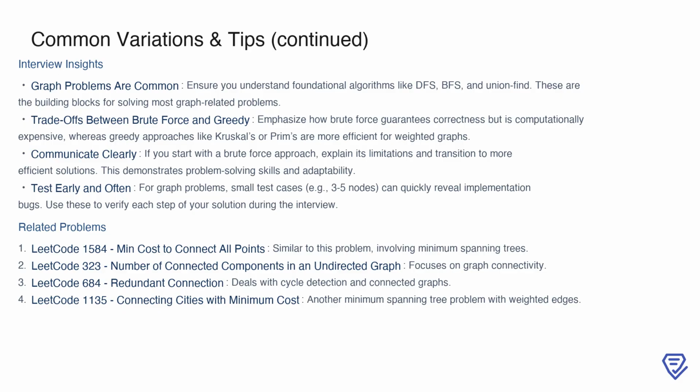Start with a brute force approach if necessary, explain its limitations, and then transition to a more optimized solution to showcase your problem-solving adaptability. Testing early and often is another key strategy. Small test cases with just a few nodes can help you quickly identify and fix implementation bugs. For further practice, related problems like LeetCode 1584, 323, 684, and 1135 provide excellent opportunities to refine your understanding of graph connectivity, cycle detection, and minimum spanning trees.